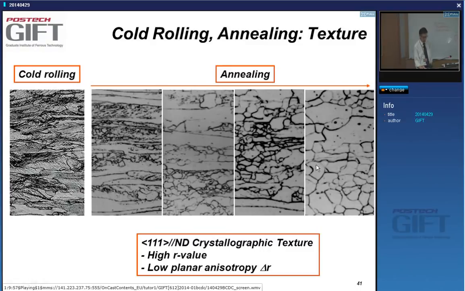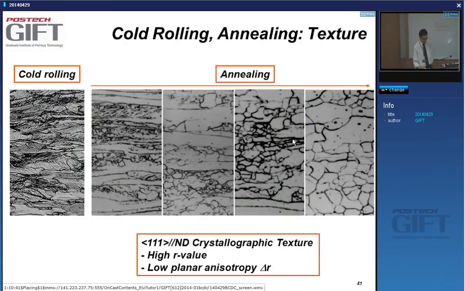And during the annealing process, you recreate low defect density grains, yes? And a highly textured microstructure with 111 parallel to the normal direction being the preferred orientation for the grains, yes? And this situation gives you a high R value, so high plasticity, and a very low planar anisotropy, so the R value doesn't change much as a function of the direction in which it's tested, okay?